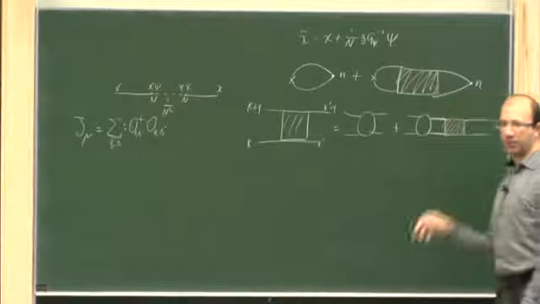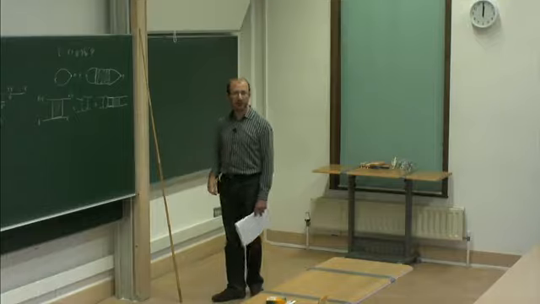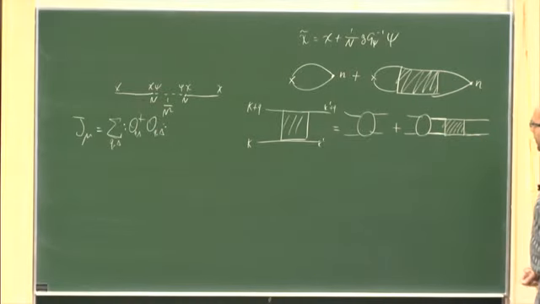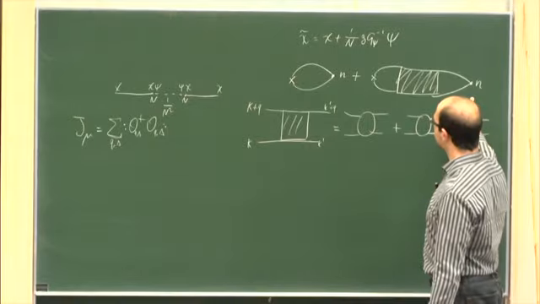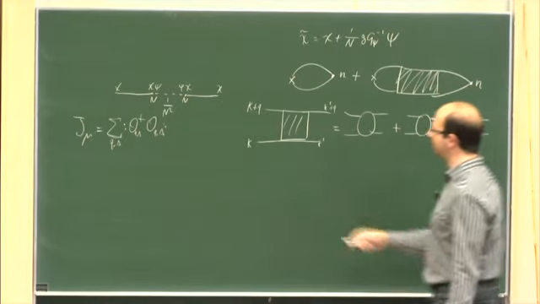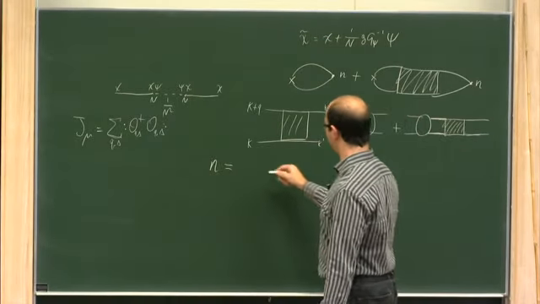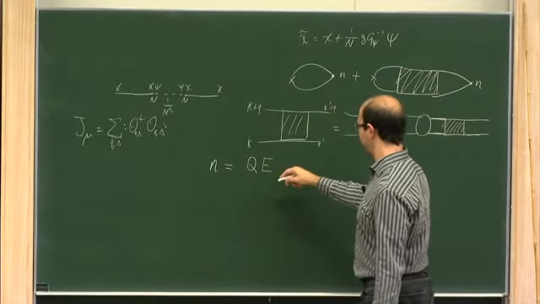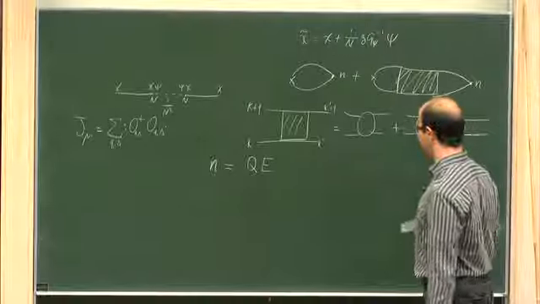So this is a diagram with the momentum transfer q, and q is also the momentum transfer in the internal lines. And now, this equation is schematically a representation of an equation that tells you that n can be expressed in terms of Q times E. So E is the applied electric field, and Q is this propagator.